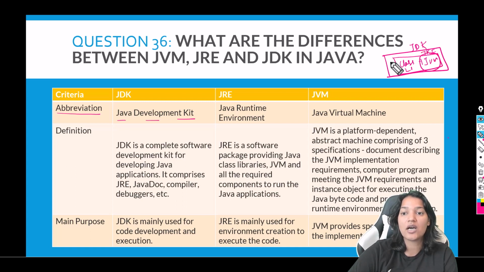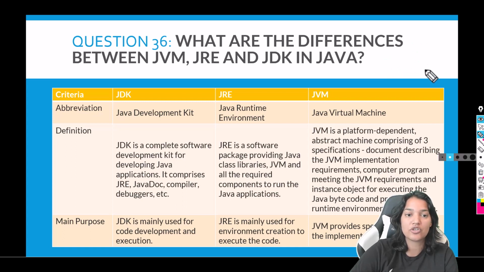JDK contains JRE plus all the tools that you need to debug your program or compile your code. That is available in JDK. But if you just have to run your program, then all you need is JRE. JRE stands for Java Runtime Environment and JVM stands for Java Virtual Machine.